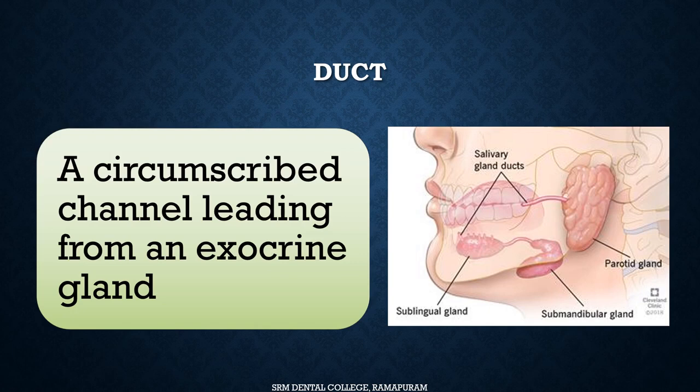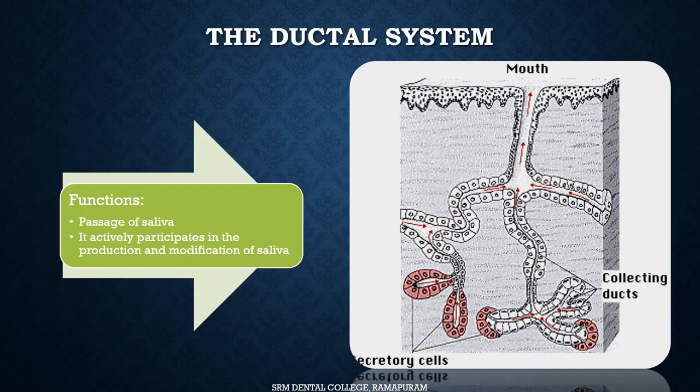The parotid gland's duct is called the Stenson's duct. The duct of the submandibular gland is called the Wharton's duct, and the duct of the sublingual gland is called the Bartholin's duct. The basic function of the ductal system is the transport of saliva from the salivary gland to the oral cavity. It also actively participates in the production as well as modification of your saliva.